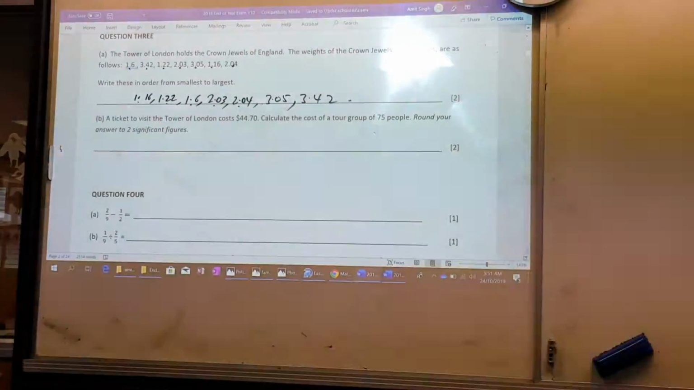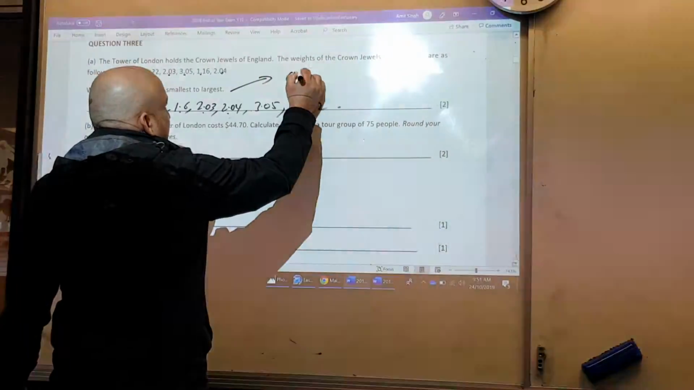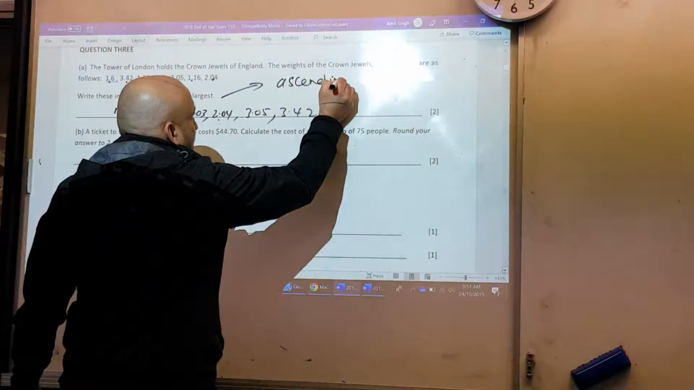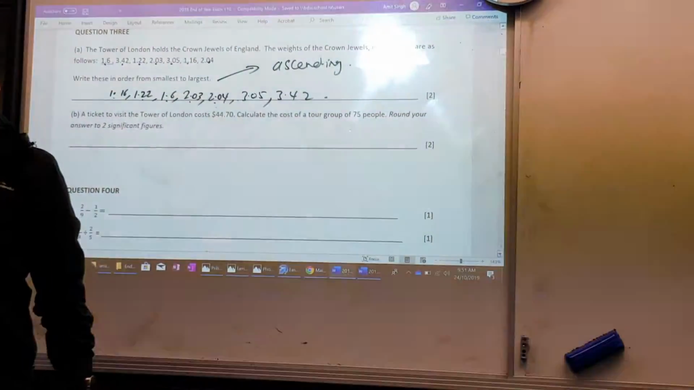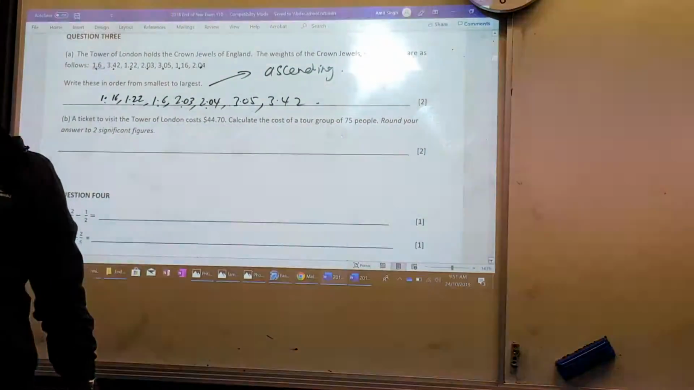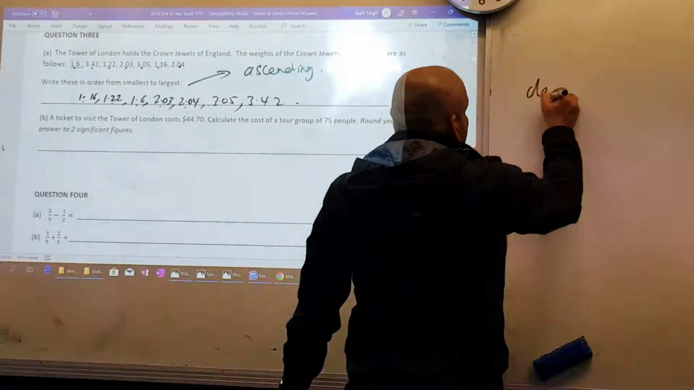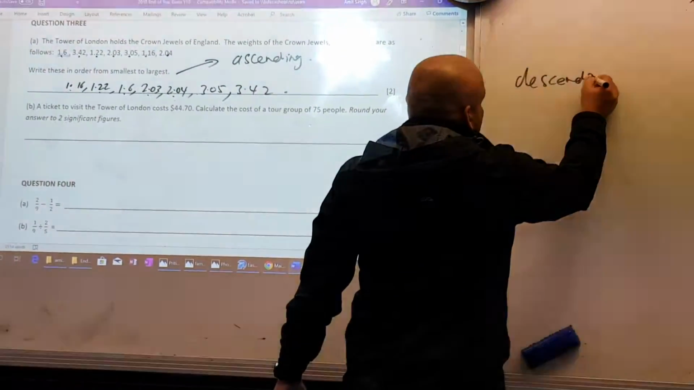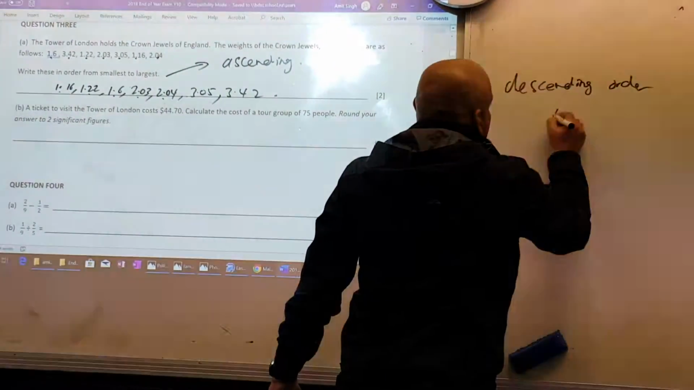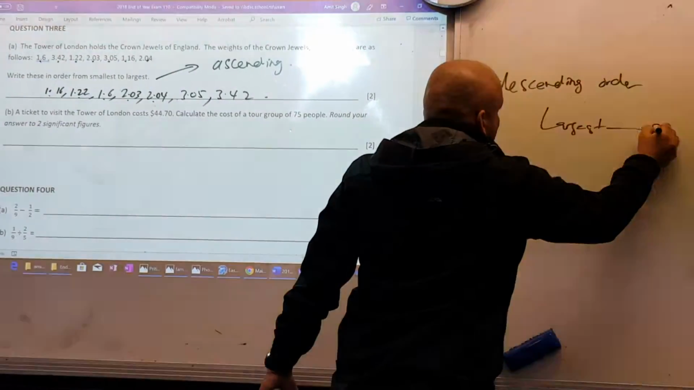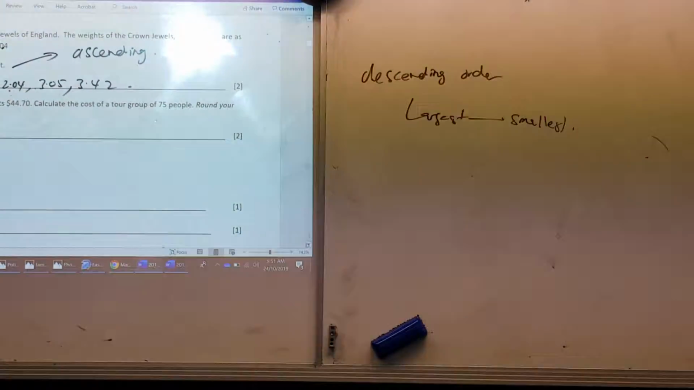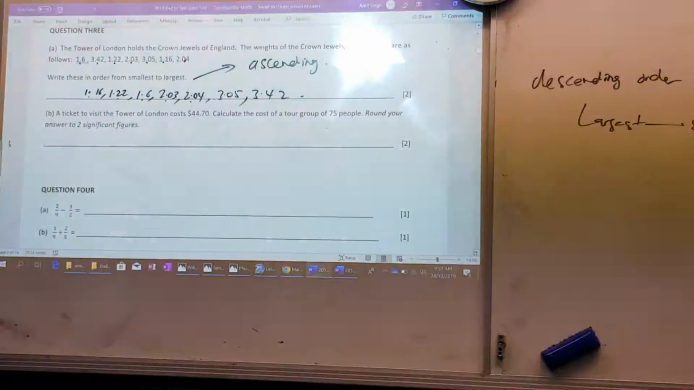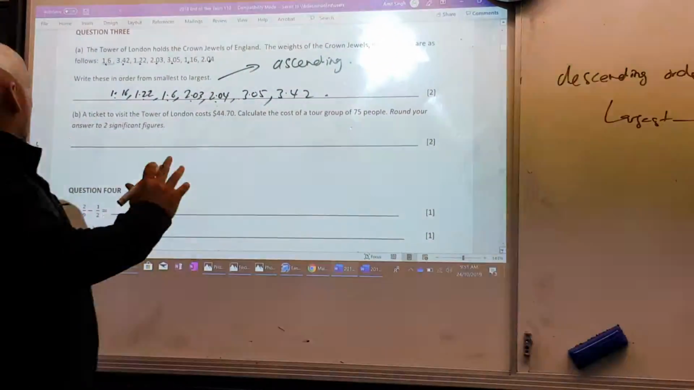The other name for smallest to the largest is called ascending order. Okay, that's the other name. They might ask you. Ascending order is smallest to the largest, and descending order is the largest to smallest. Okay, so far so good.